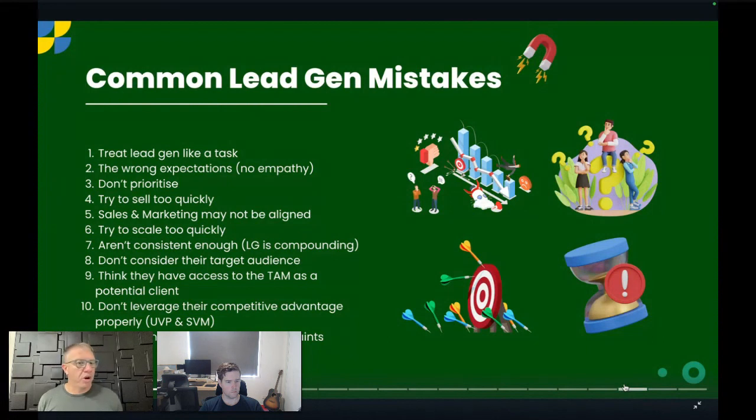There's no prioritization of lead generation. The best way to get lead generation results is consistent effort over time. And that's really the secret to lead gen at the end of the day.